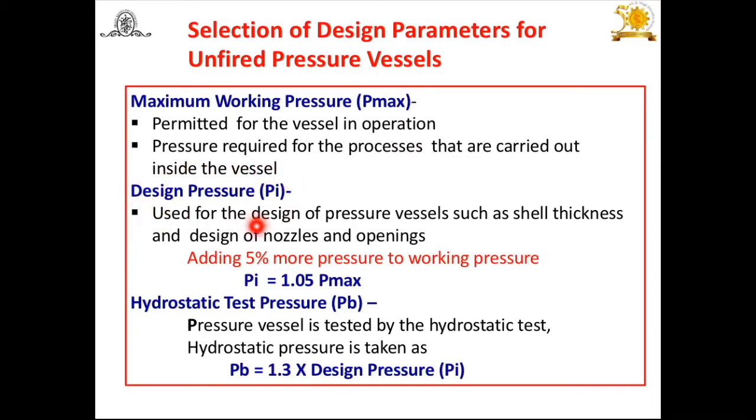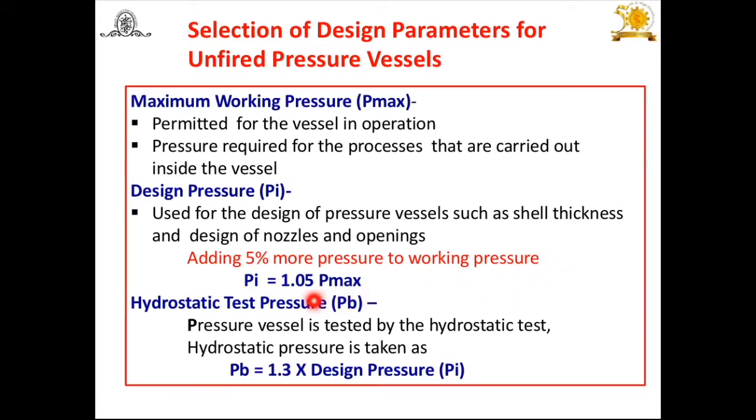Design pressure means while designing the pressure vessel, we are going to consider this pressure to find out the shell thickness or other dimensions or the design of other components, that is nozzles and openings of the pressure vessel. That means we are going to use this design pressure. But the value of design pressure is taken 5% more than the working pressure, and that's why this Pi becomes 1.05 of Pmax.